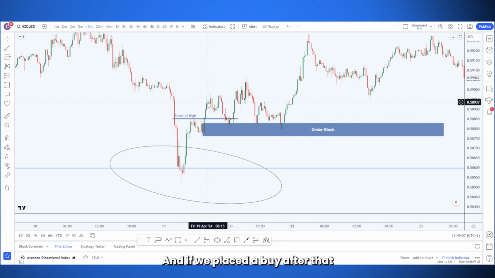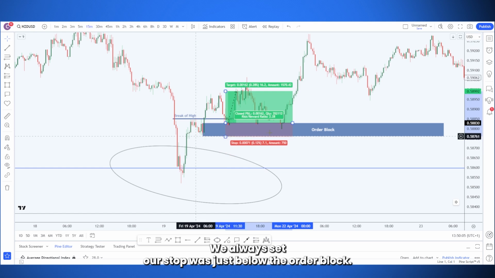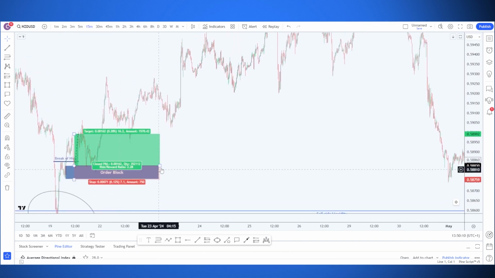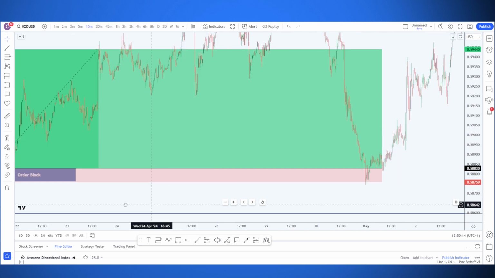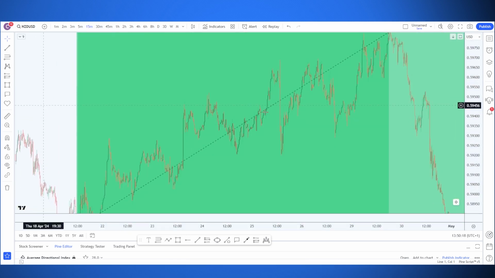And if we place the buy after that break, little retest here. We always set our stop loss just below the order block if we're buying the market and just above it if we're selling. And you can see how much profit this trade actually went on to get before coming back.